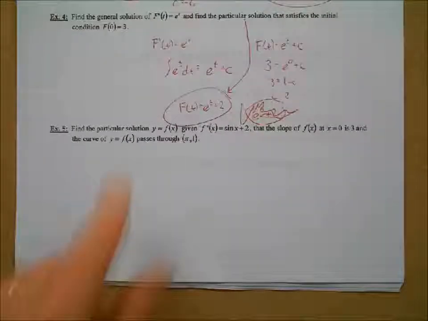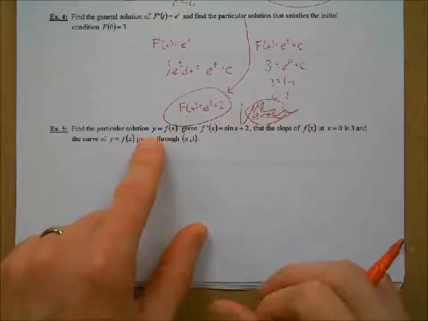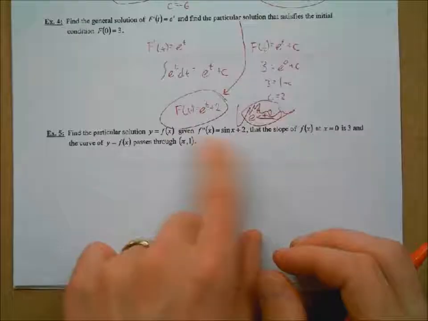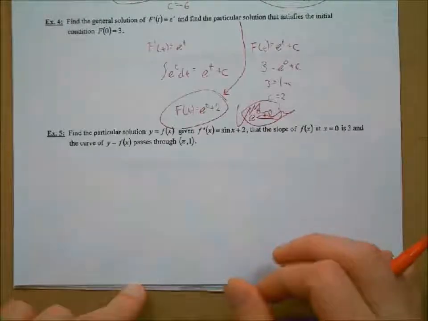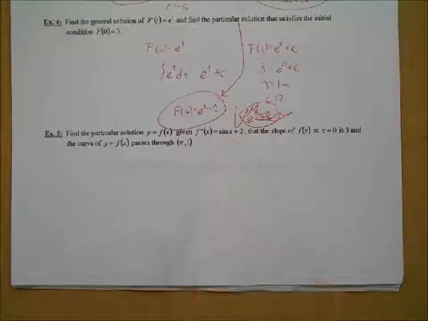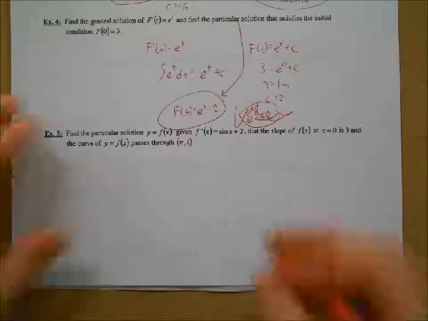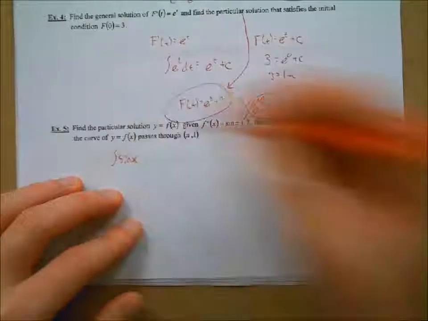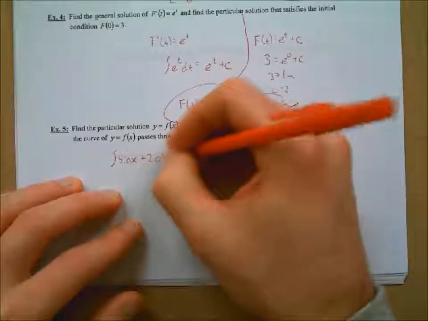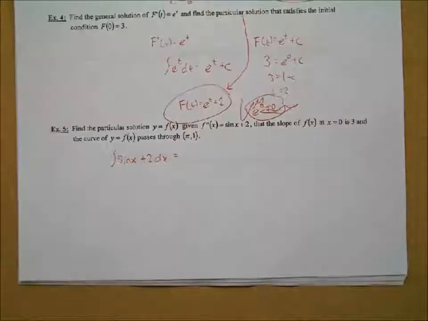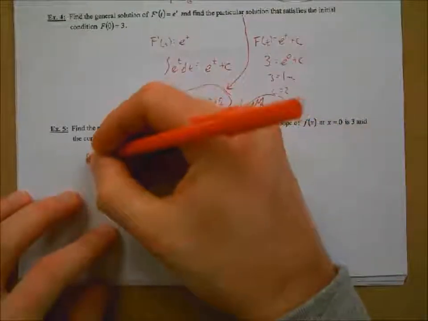Okay, we're asked to find the particular solution, y equal to f of x. So in other words, we want to find the original function given the second derivative. Given the second derivative and we want to find the original function, what should we do with this second derivative? We want to integrate and find that first derivative here. So we will integrate sine of x plus 2 with respect to x. Please don't forget to write the dx there too. And this will be f prime of x is going to equal that.